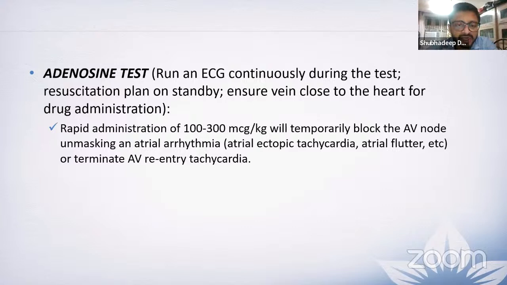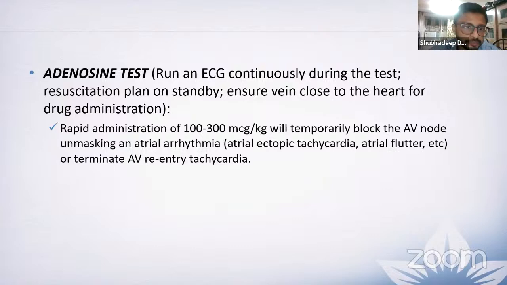It incites a temporary AV block, and in that way it can unmask the underlying rhythm. But always keep in mind that when we are running the adenosine test, just because these patients are very tenuous, you always have to be ready with your emergency drugs. Also, I think somebody must have spoken about how to give adenosine. It should be given in a vein close to the heart, and it should be given very quickly.